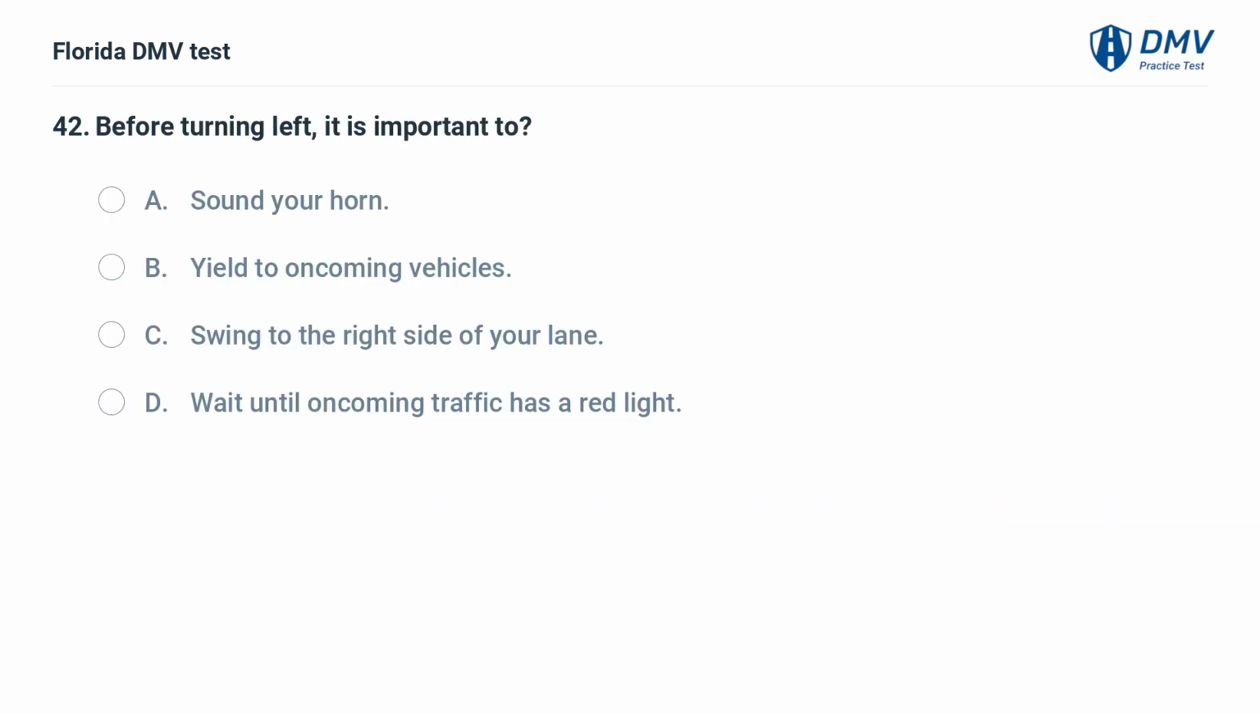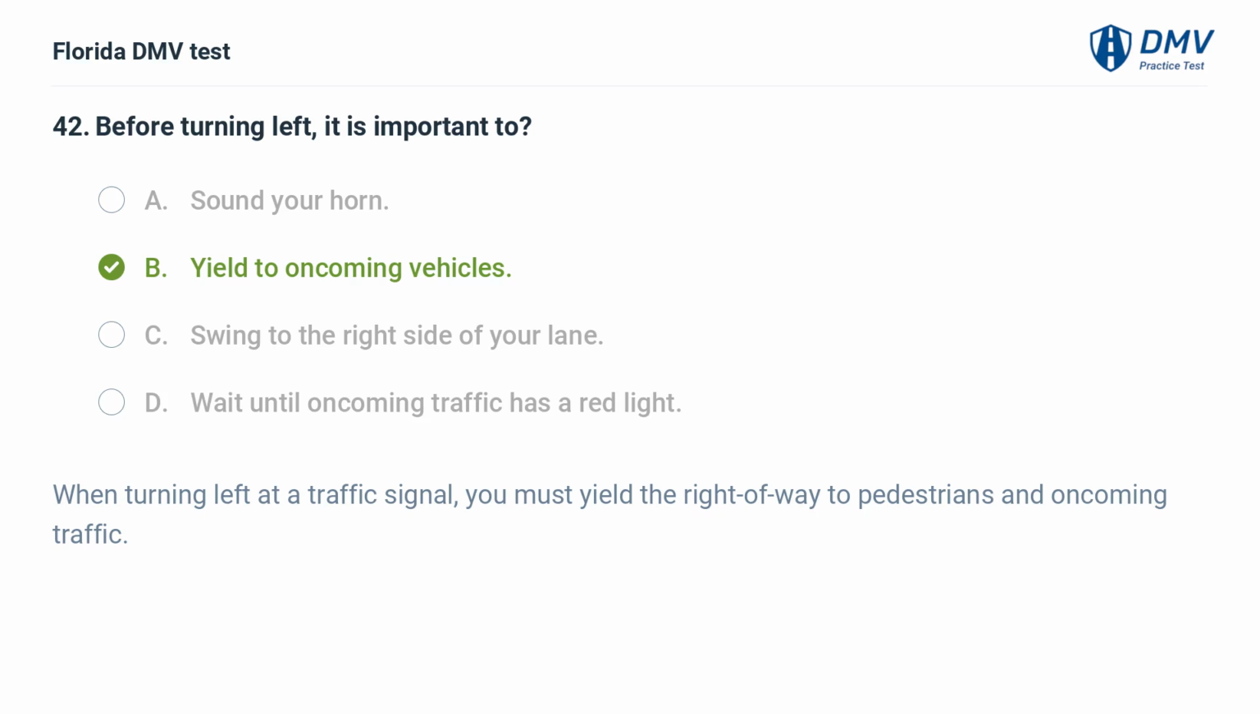Before turning left, it is important to A. Sound your horn. B. Yield to oncoming vehicles. C. Swing to the right side of your lane. D. Wait until oncoming traffic has a red light. B. Yield to oncoming vehicles. When turning left at a traffic signal, you must yield the right of way to pedestrians and oncoming traffic.